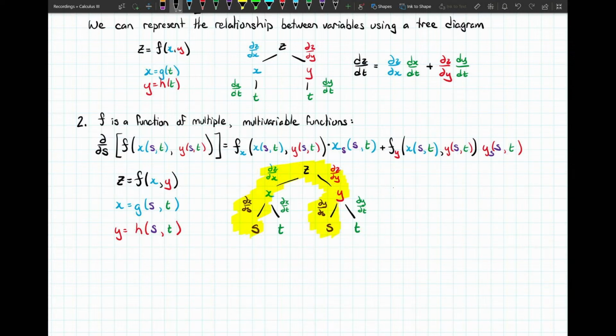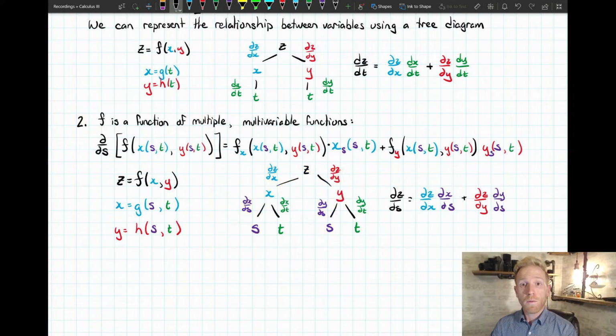What this means is the partial derivative of z with respect to s is going to be equal to the partial derivative of z with respect to x times the partial derivative of x with respect to s, plus the partial derivative of z with respect to y times the partial derivative of y with respect to s. And it would be a very similar formula if we wanted to find the partial derivative of z with respect to t. But all of these derivatives are partial derivatives because everything we're looking at is a multivariable function.